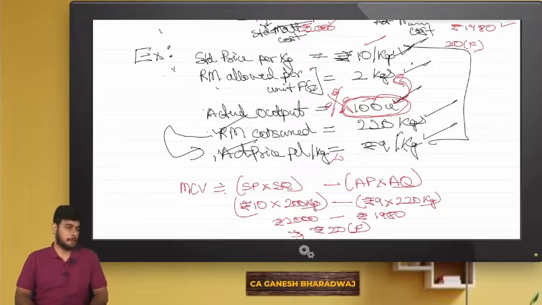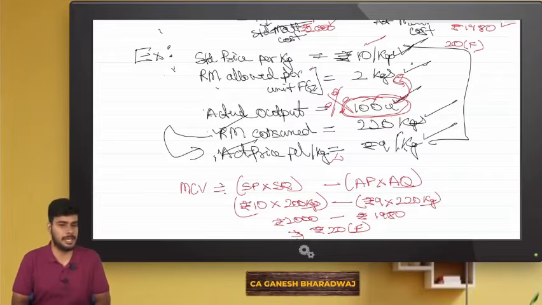What happened? Wait, we'll come to that. Overall material cost, what is the material cost variance? 20 rupees. Correct or not? Guys, is everyone understanding till this?